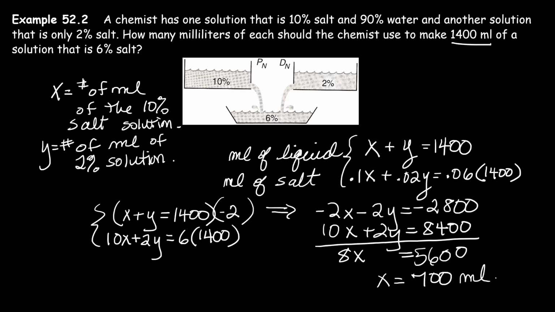So that's 700 milliliters of the 10% solution. And since I want to end up with 1400 milliliters total, y will also be 700 milliliters. So 700 milliliters of the 10% solution and 700 milliliters of the 2% solution. If I pour that into a bucket, I will get 1400 milliliters of a 6% solution.